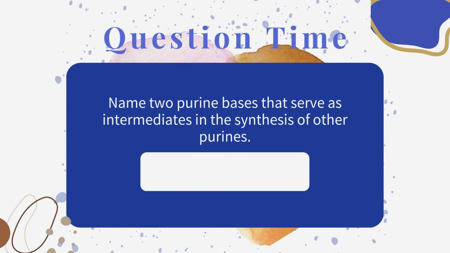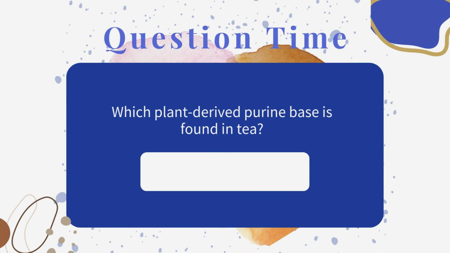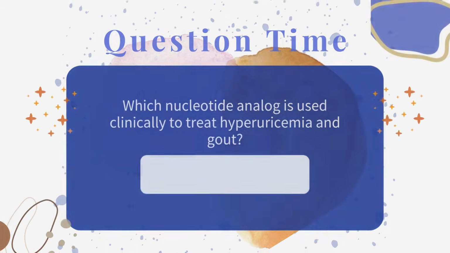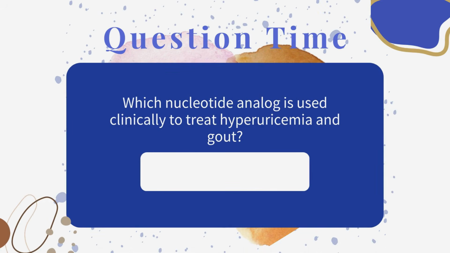Name two purine bases that serve as intermediates in the synthesis of other purines. Hypoxanthine and xanthine. Which plant-derived purine base is found in tea? This is for the tea lovers. Theophylline. Which nucleotide analog is used clinically to treat hyperuricemia and gout? Allopurinol.